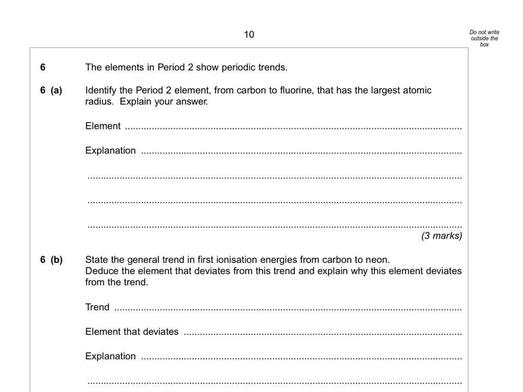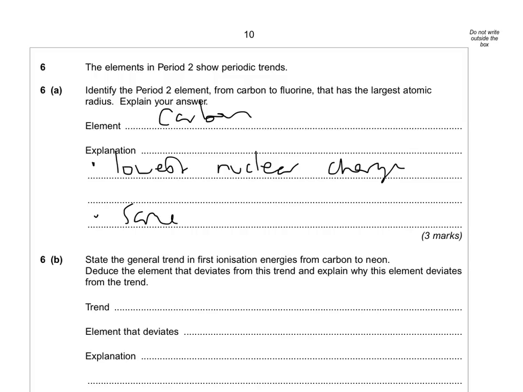The elements in period 2 show periodic trends. Identify the period 2 element from carbon to fluorine that has the largest atomic radius and explain your answer. So remember, atomic radius decreases across the period. So the largest atomic radius is going to be carbon. And that's because carbon has fewer protons in its nucleus, so it has the lowest nuclear charge, but it has the same electron shielding as all the others.